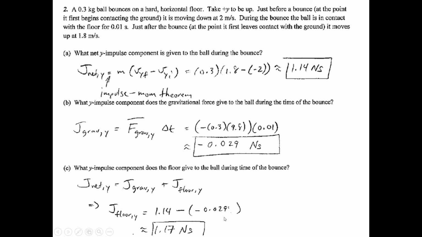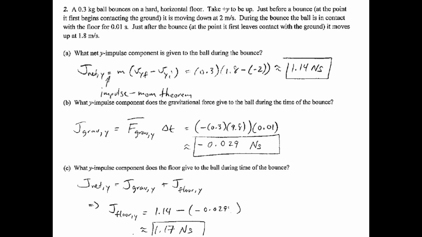So we'll just take the answer to A and subtract off the answer to B, and that gives 1.17 Newton seconds. Notice that's very close to the net impulse. So we can kind of ignore the gravitational impulse and pretend the net impulse is the same thing as just the contact force impulse. That would be the impulse approximation in this problem. We're not really applying it here, we're seeing that it's justified.